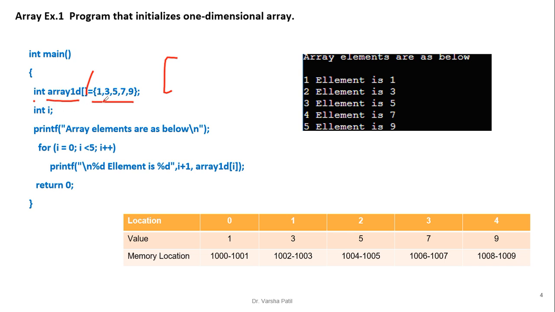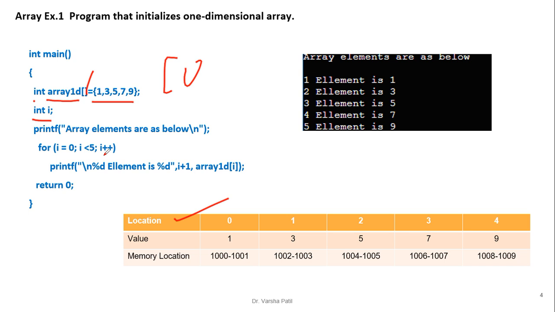So how many elements are initialized? Total 5 elements are initialized, and they are stored from location 0 to 4. Now see, the 0, 1, 2, 3, 4, and the values stored are 1, 3, 5, 7, 9. Now this I variable is declared. Now we require to print the array elements. So for I equal to 0, I is less than 5, I plus plus.